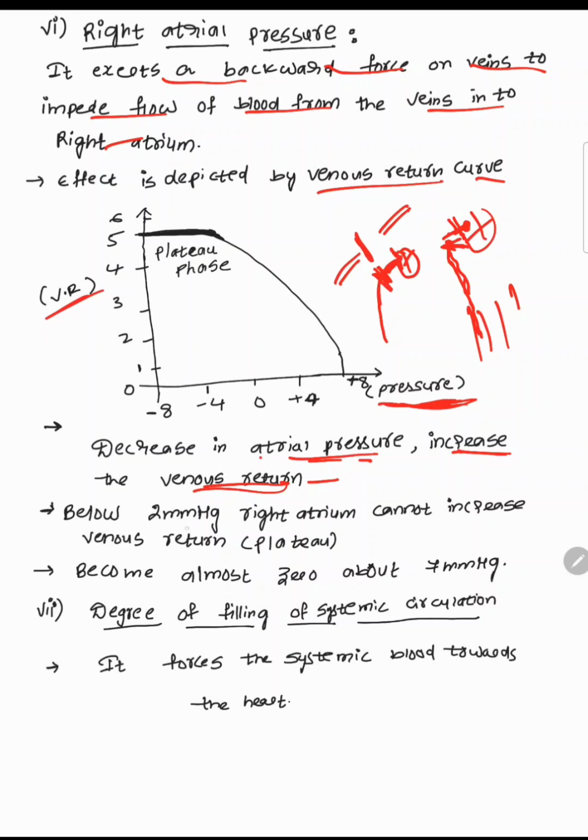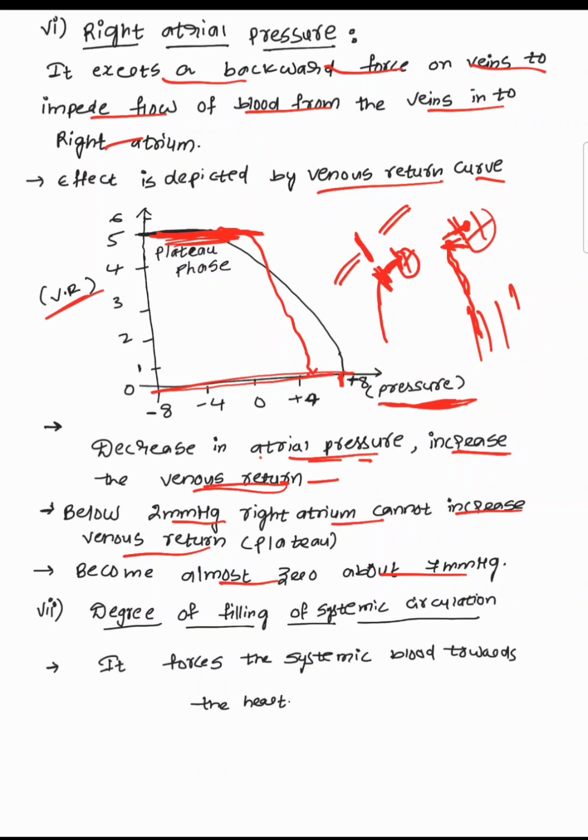Okay, see, below 2 mmHg, the right atrial pressure cannot increase the venous return. See, up to 2 mmHg, there will be no increase in the venous return. It will be a plateau. See, it will be a plateau. There will be no increase in the venous return. But it becomes almost zero at about 7 mmHg. See, if you take this as 7 mmHg, the venous return is zero. See, it is not directly proportional. Means with the increase in atrial pressure, there will be a decrease in venous return, but not exactly proportional. Up to some extent only it is proportional.